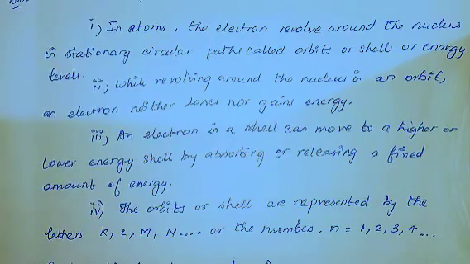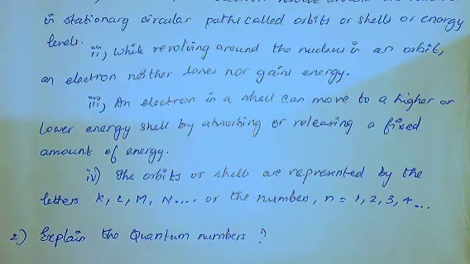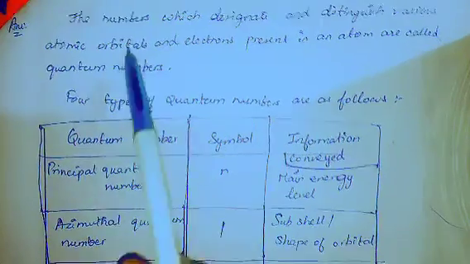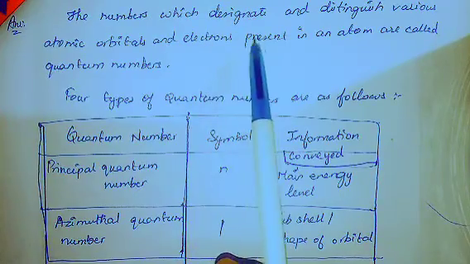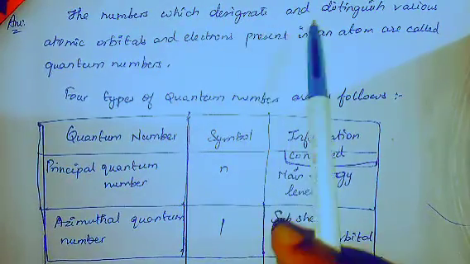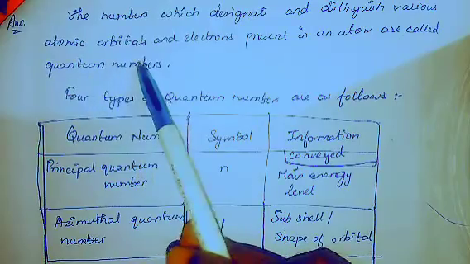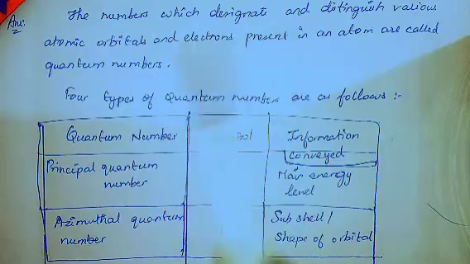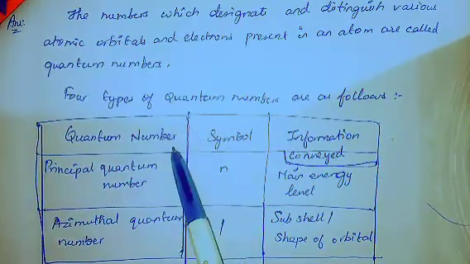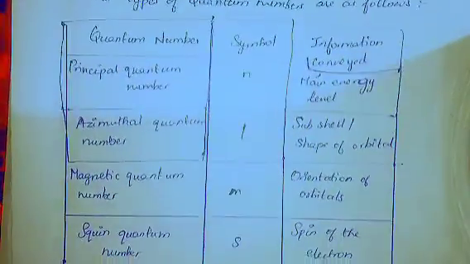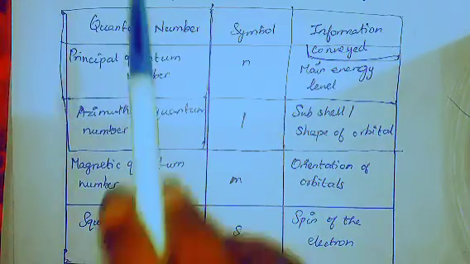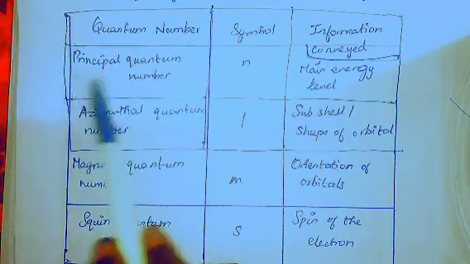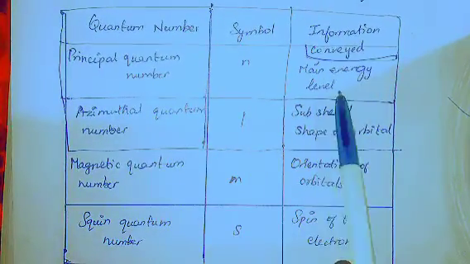Then second one, explain the quantum numbers. The answer is, the numbers which designate and distinguish various atomic orbitals and electrons present in an atom are called quantum numbers. Four types of quantum numbers are as follows. Draw this tabular column. Quantum number, symbol, information. Principal quantum number, n, main energy level.